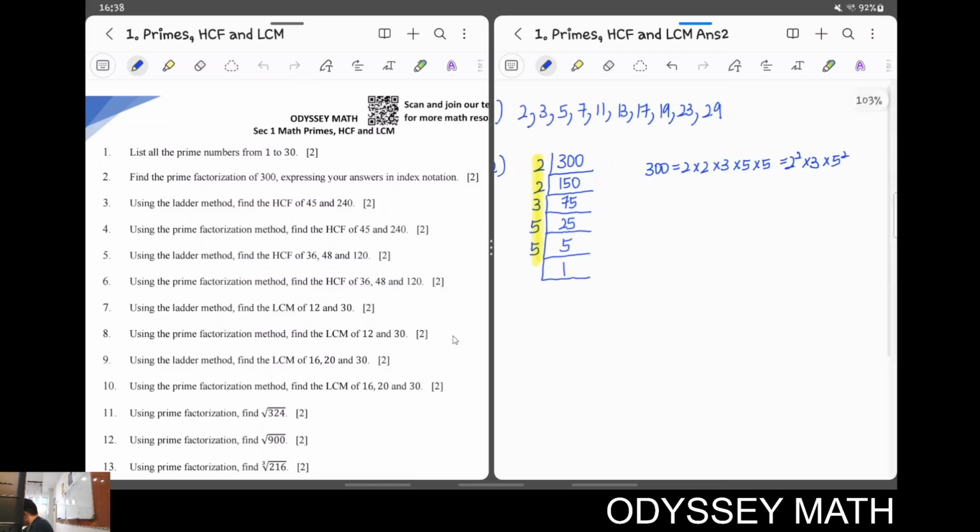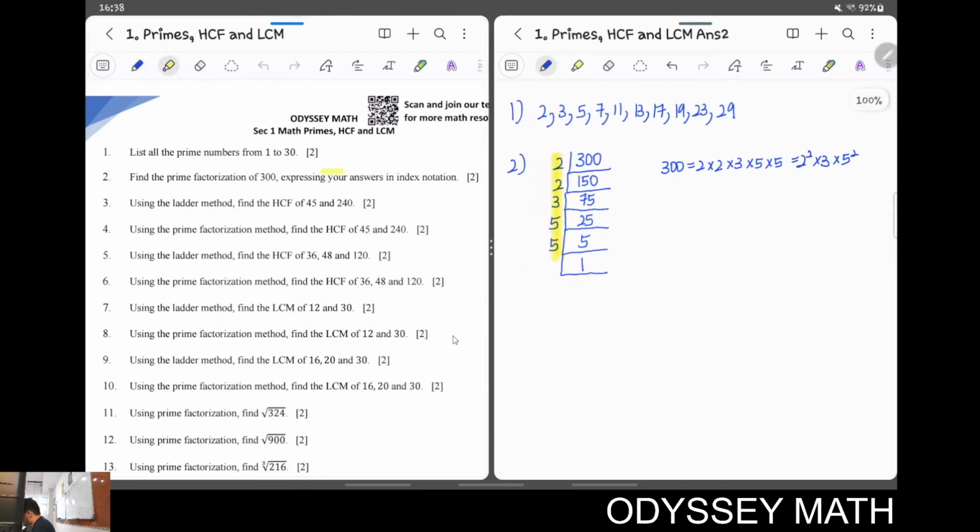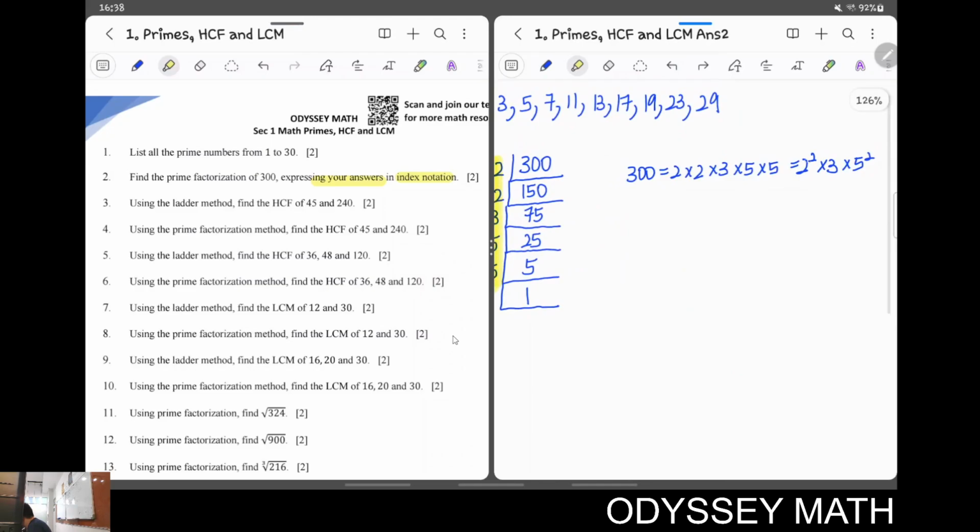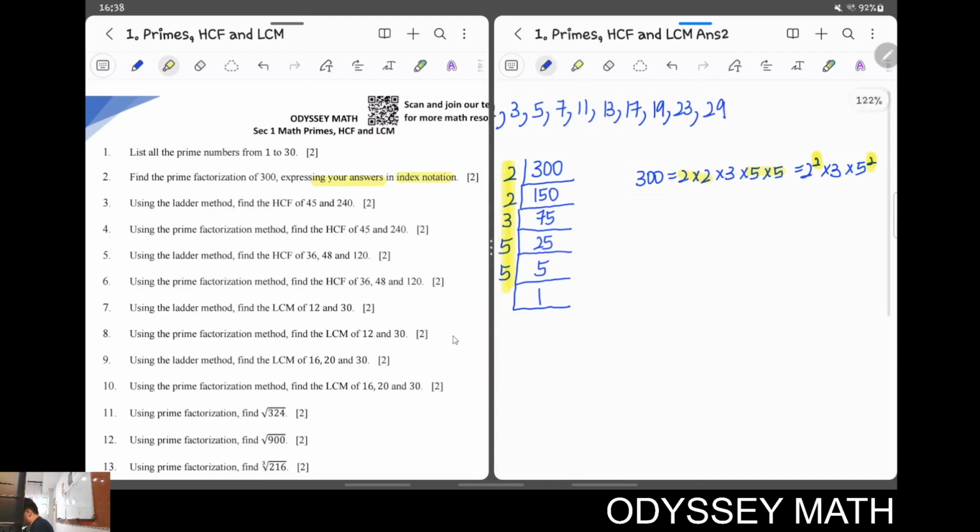Just to let you know, when the question asks you to express your answers in index notation, you can't leave it as 2 times 2 times 3 times 5 times 5. You cannot leave it like that. You have to leave it in index notation. Index notation means write 2 times 2 as 2 to the power 2. 3 is just itself alone, we just leave it as such. And 5 times 5, leave it as 5 to the power 2. Index notation means I want to see the power here. Understand? So that would be for question number 2.